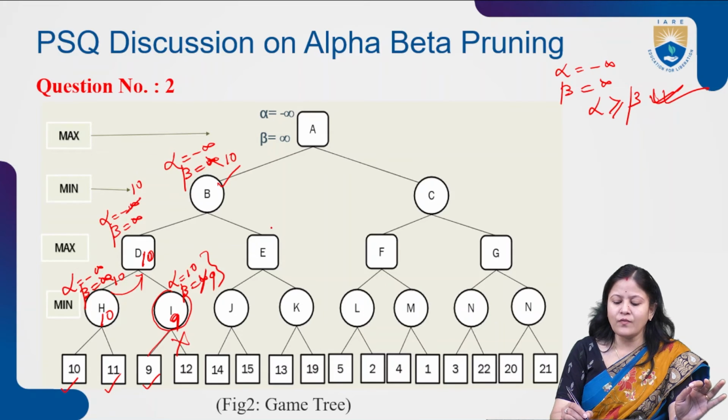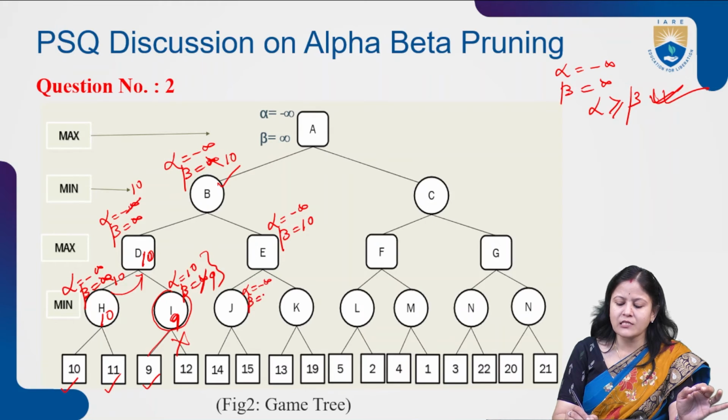Now this B value will be passed to the child of B, that is E. So alpha is equal to minus infinity, beta is equal to 10. Right? Now this alpha and beta value of E will be passed to the left child of E, that is J. Alpha is equal to minus infinity, beta is equal to 10.